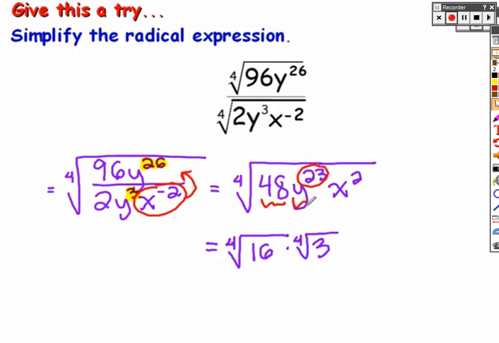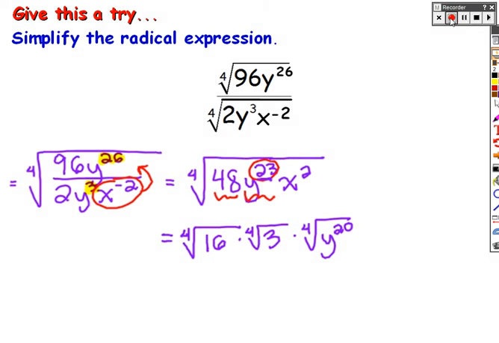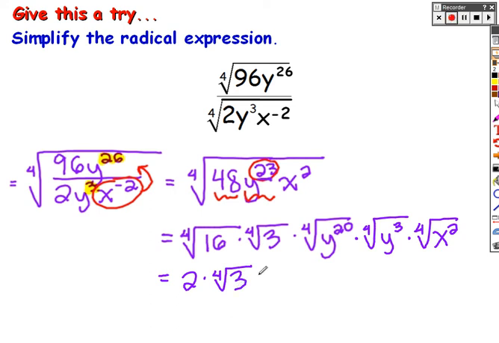For this y to the 23rd, I could break this down into y to the 4th terms, but instead I'm just going to write this with the exponent as the largest multiple of 4 that's less than 23, so we'll go y to the 20th. And then I'd have 3 y's left over. So that gives me y to the 23rd. And then also I have the fourth root of x squared. Now if I keep simplifying, the fourth root of 16 is 2. Fourth root of 3 is not an integer.